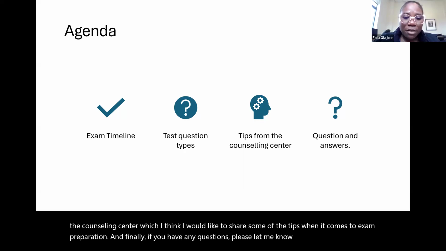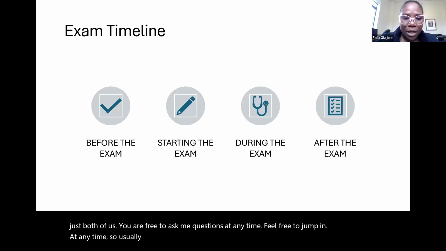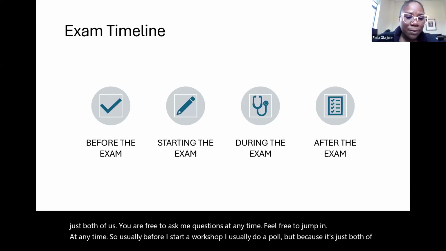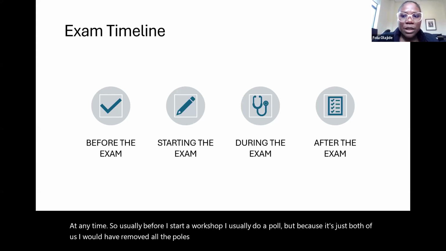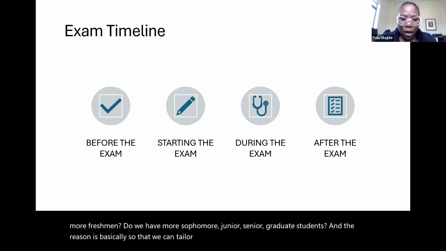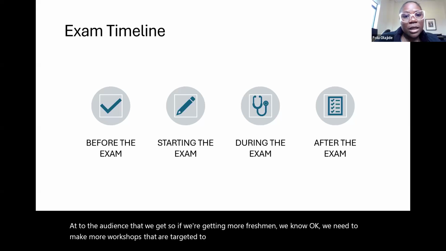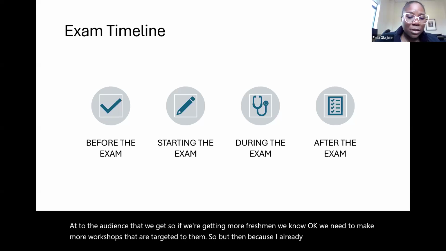Now, because it's just both of us, you're free to ask me questions at any time. Feel free to jump in at any time. So usually before I start a workshop, I like to do a poll, but because it's just both of us, I've removed all the polls. I usually do polls to gauge my audience. Do we have more freshmen? Do we have more sophomores, juniors, seniors, graduate students? The reason is so that we can tailor our workshops to the audience that we get. So if we're getting more freshmen, we know we need to make more workshops that are targeted to them. But because I already know about you, there's no point doing the poll.